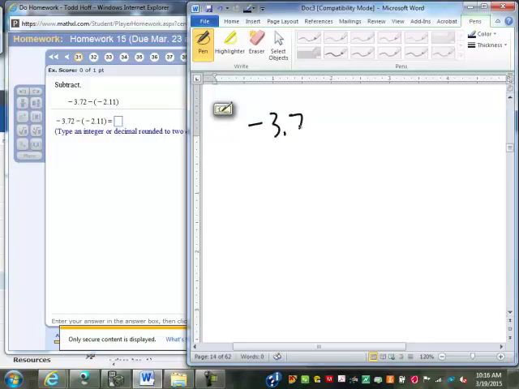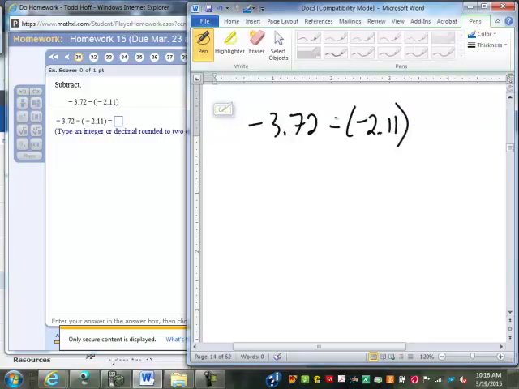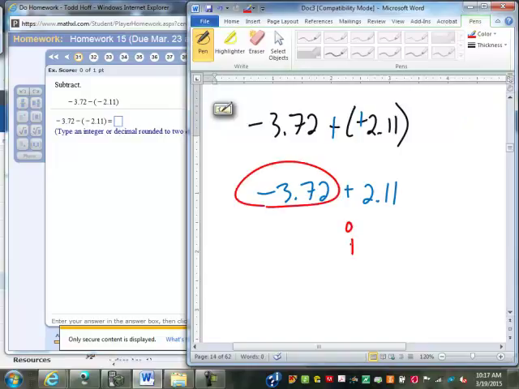Negative 3.72 minus a negative 2.11. What operation are we actually doing here? Plus a positive. Very good. So this is negative 3.72 plus 2.11. Now we still have to figure out what we're doing with this, and I always refer back to that number line and those vectors. Here's 0. Negative 3.72 goes left or right? It goes left. The positive 2.11 goes to the right.